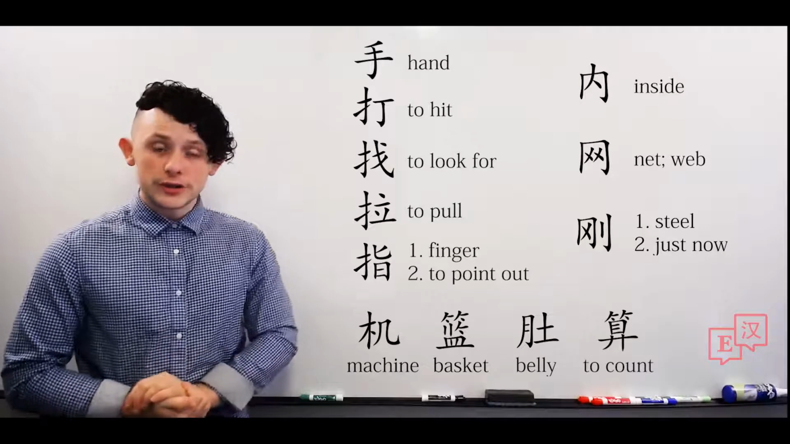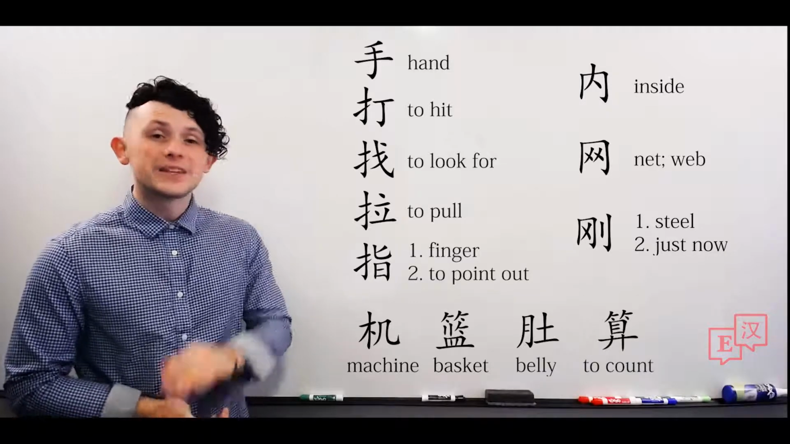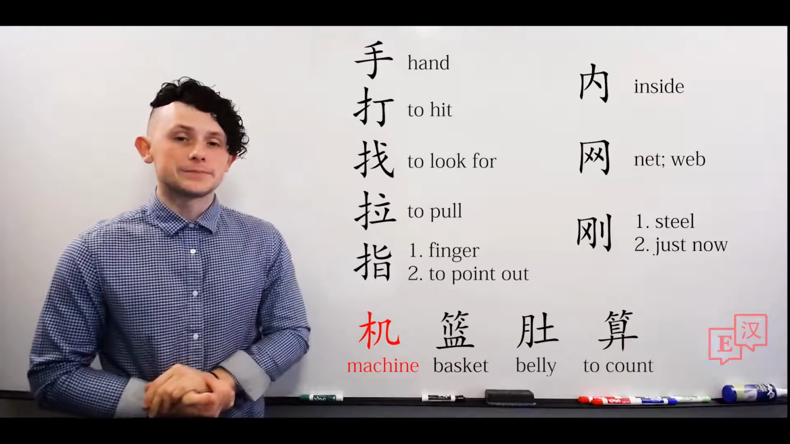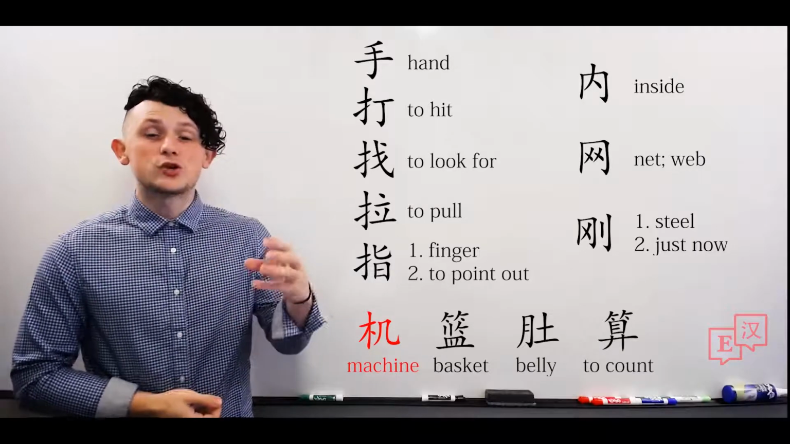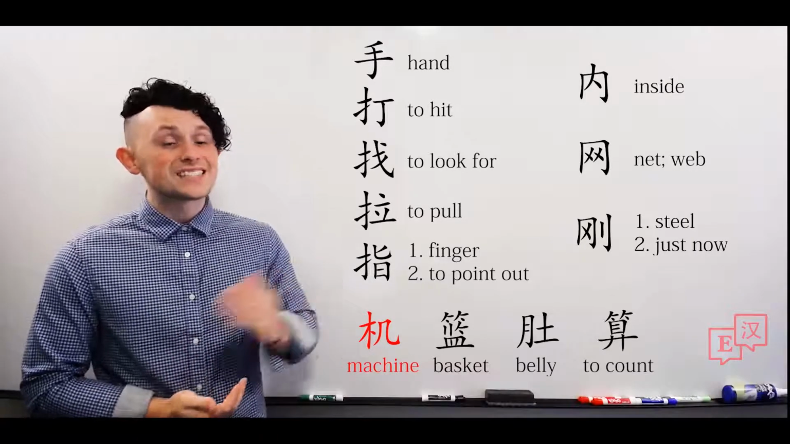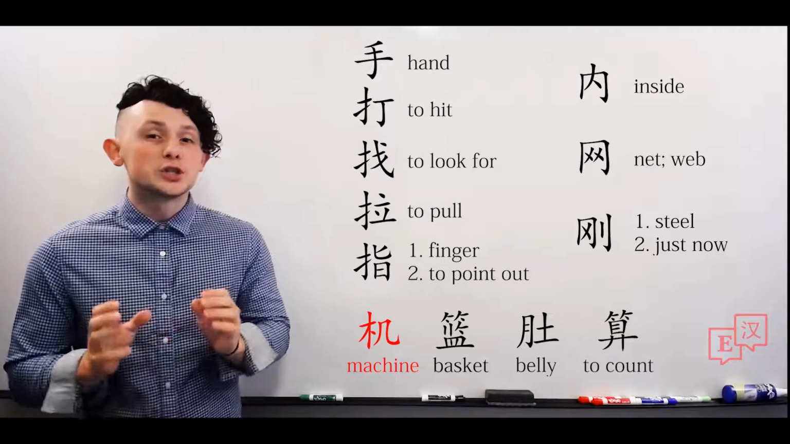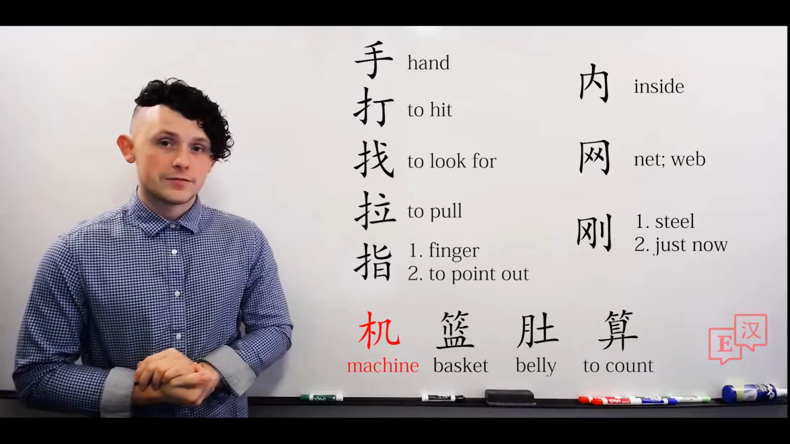Now we have 4 additional characters to learn. First, ji. Ji. We have a tree next to ji, which lends its sound. Ji. This character means machine.